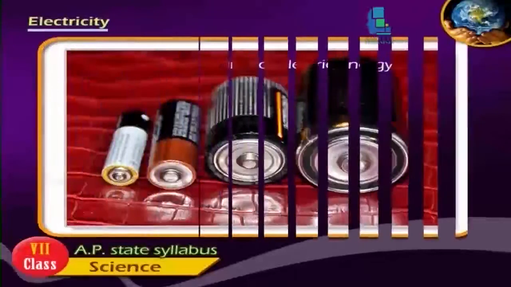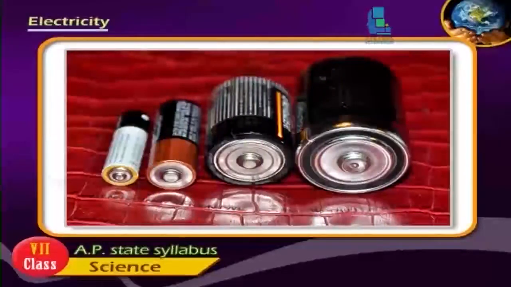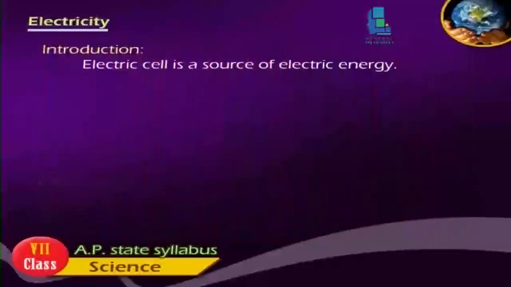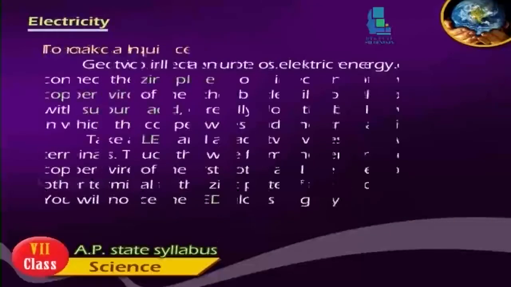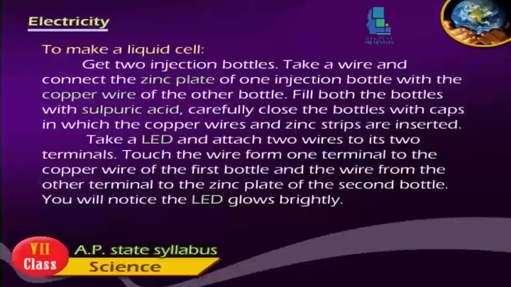Introduction. Electric cell is a source of electric energy. To make a liquid cell, get 2 injection bottles.